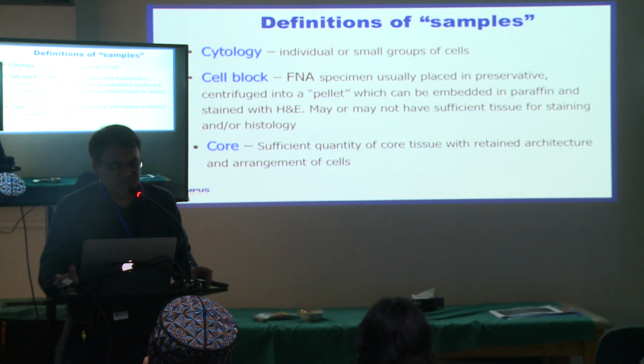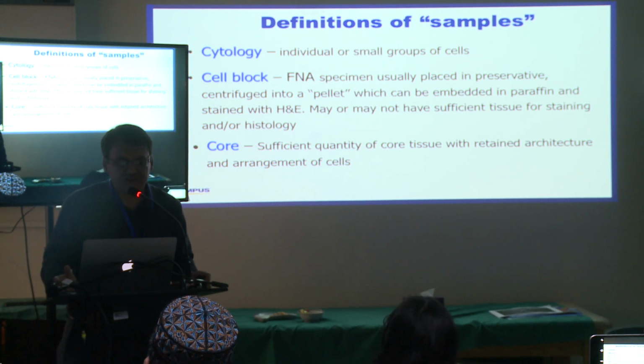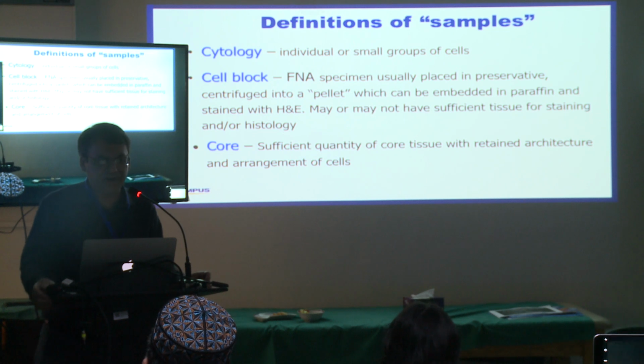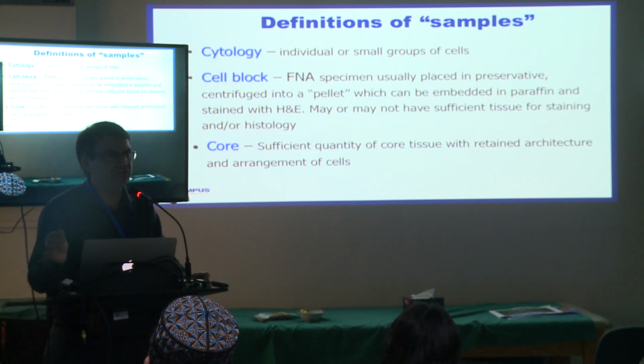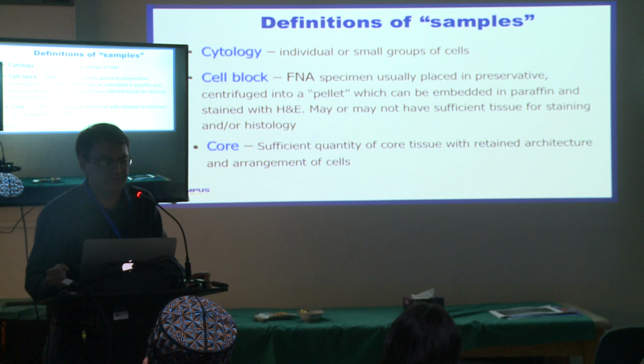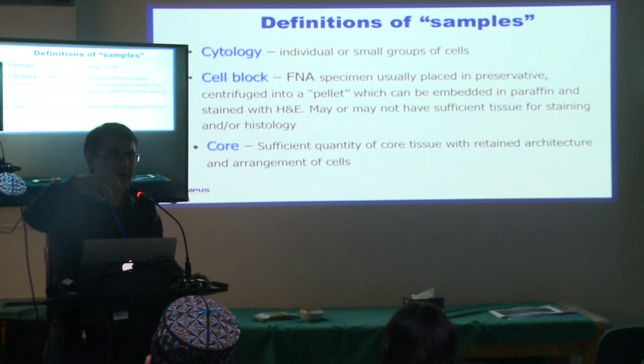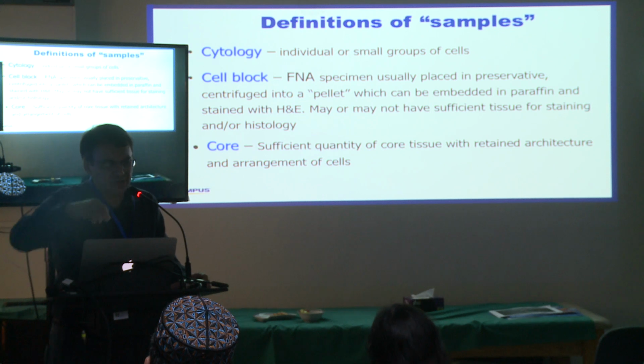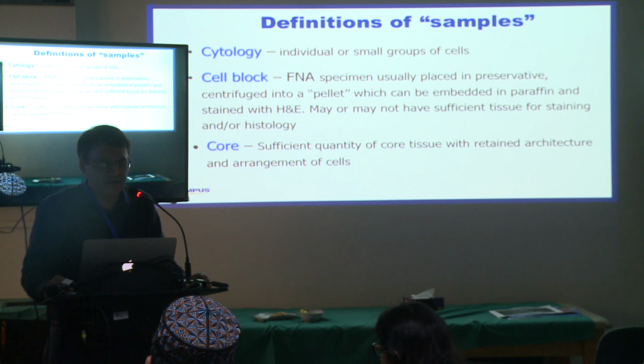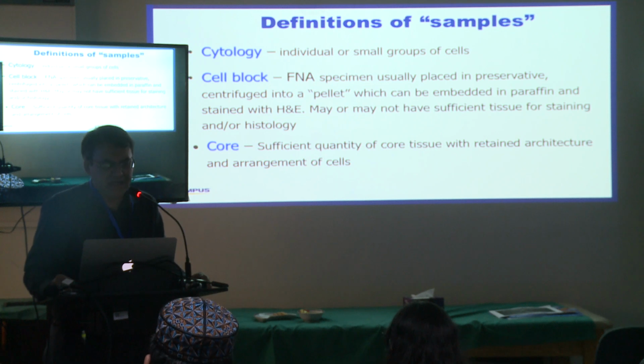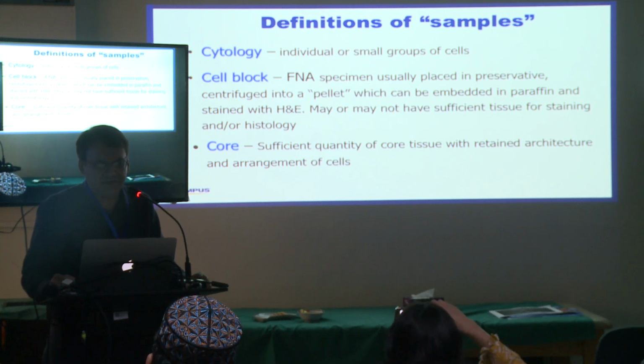A little bit about the definition of samples: cytology, cell block, core. You all probably heard that. Cytology is the individual cells or a small group of cells. And cell block is the one where we make the slide and then put the rest of the tissue into the CytoLyt that is sent to the lab, where they centrifuge, make pellets which are embedded in paraffin, then stained with H&E, and then that is studied under the microscope.